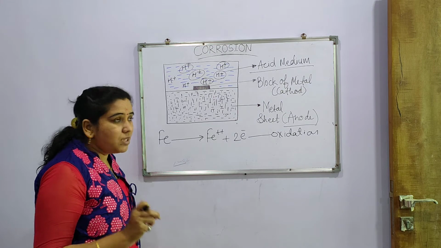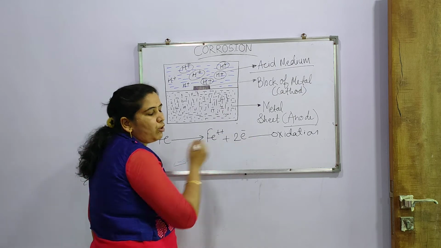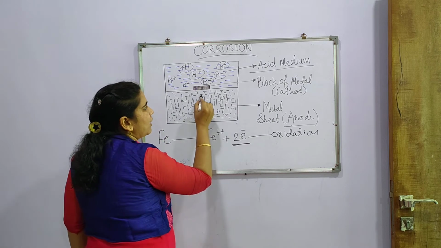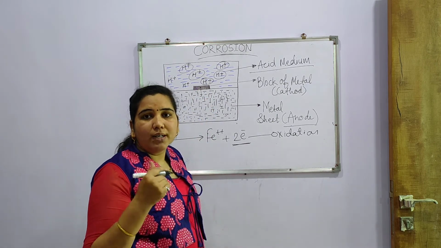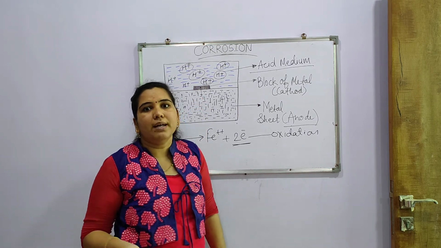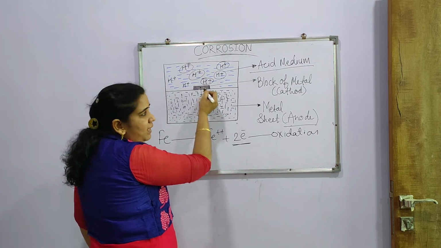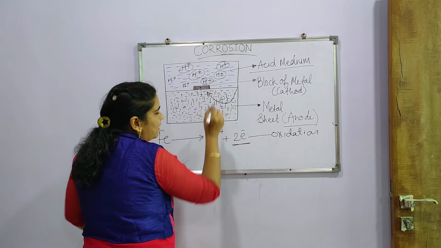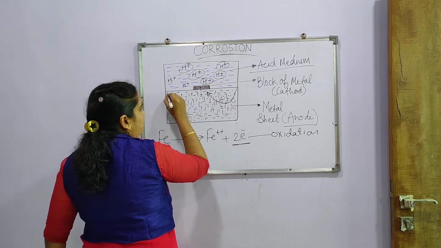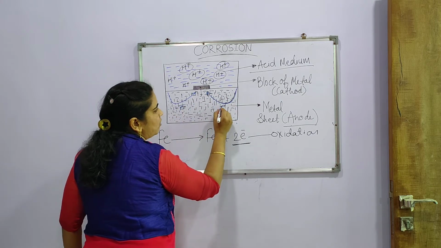Now what will happen? See here, this anode is a metal sheet. On this metal sheet the process of oxidation occurs, and whenever electrons are formed, these electrons are passed to the other metal. Due to this there is a flow of electric current, due to which corrosion takes place. This can be seen as the traveling of electrons from this anode to the cathode. So these electrons are passed towards this cathode.